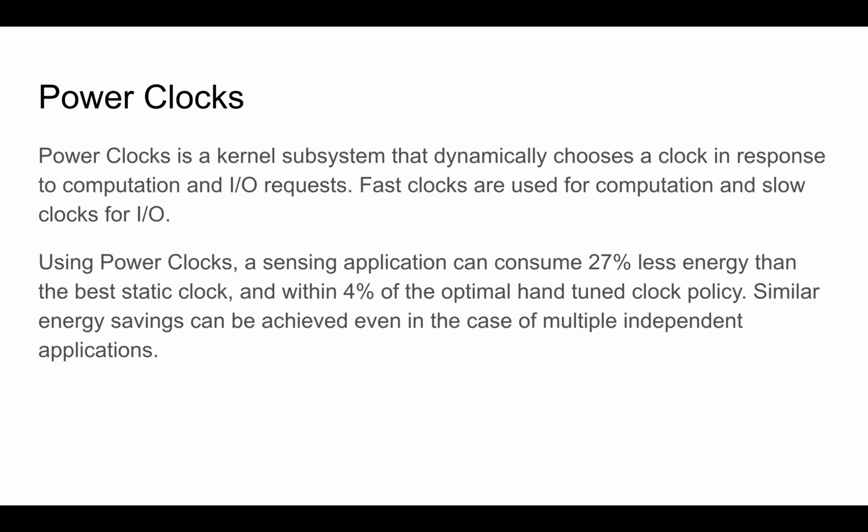Our system, Power Clocks, is an energy-efficient kernel subsystem that dynamically chooses a clock in response to computation and I/O requests. Fast clocks are used for computation, and slow clocks are used for I/O. This is different from dynamic voltage and frequency scaling, DVFS. In DVFS systems, a slower clock typically lowers the voltage and so reduces the energy per clock tick. In low-power microcontrollers, a faster clock consumes less energy per clock tick.